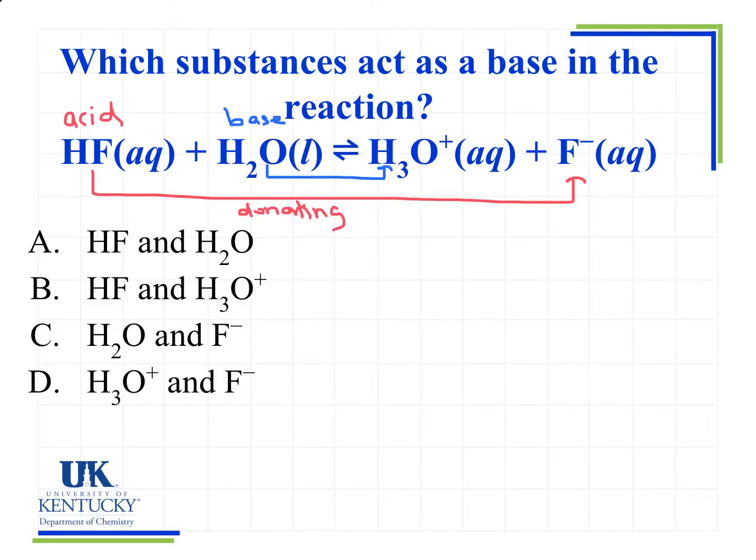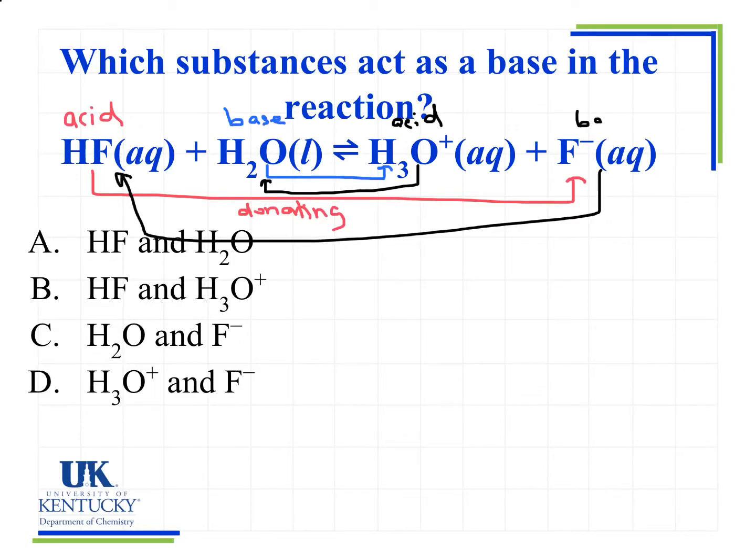Now what I want to do is look at the opposite side of the equation and say, well, what's happening as I go in the reverse direction? Because that's what that equilibrium arrow means. So as I go from H3O plus to H2O, I see that it's donating a proton, so this is behaving as an acid. And as I go from F minus to HF, it's accepting a proton, so that's acting as a base. So what we notice here is we have an acid and base on both sides of the equation, and we also see that the substance that was an acid, after it donates its proton, becomes a base, and vice versa for the base to acid. So our correct answer is C, H2O and F minus.